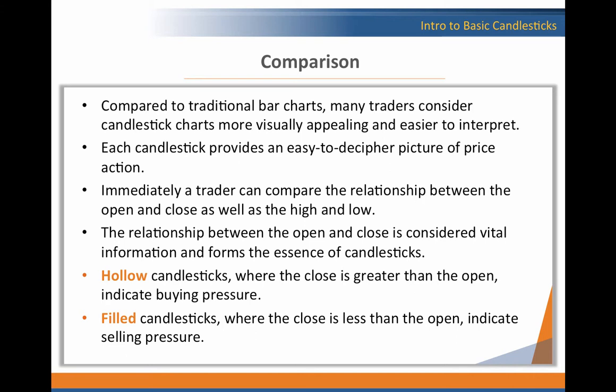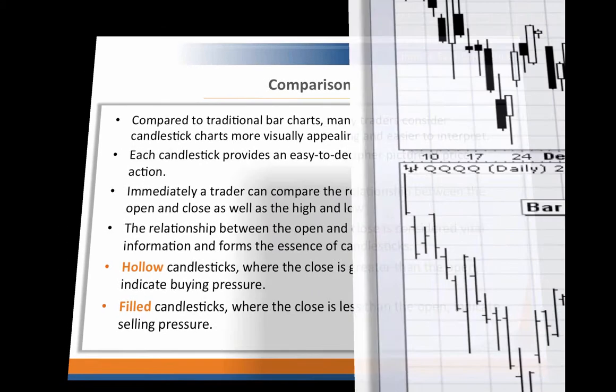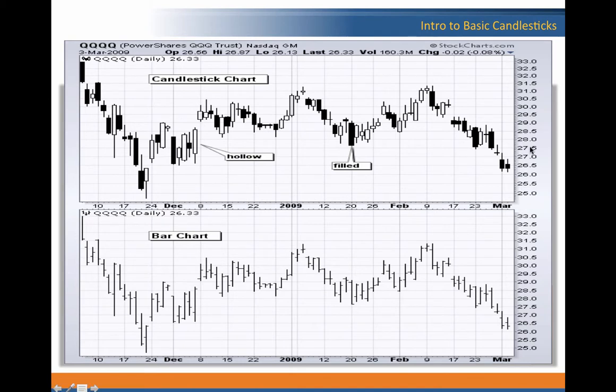Hollow candlesticks, where the close is greater than the open, indicate buying pressure. Filled candlesticks, where the close is less than the open, indicate selling pressure. As you can see in this example of the candlestick chart versus a bar chart, you have the hollow body and you have the filled body.